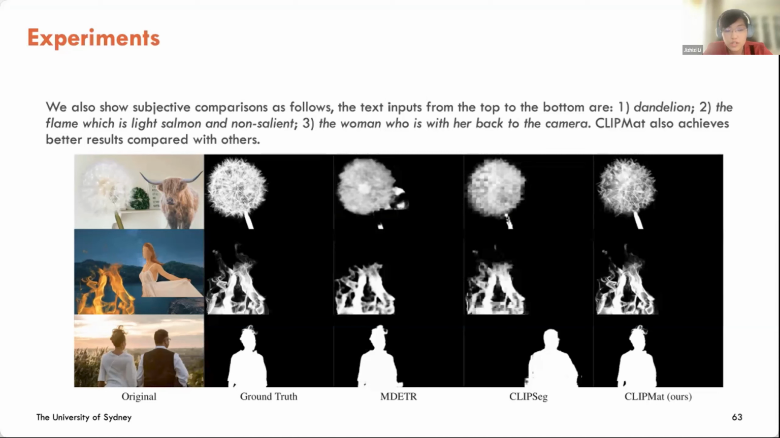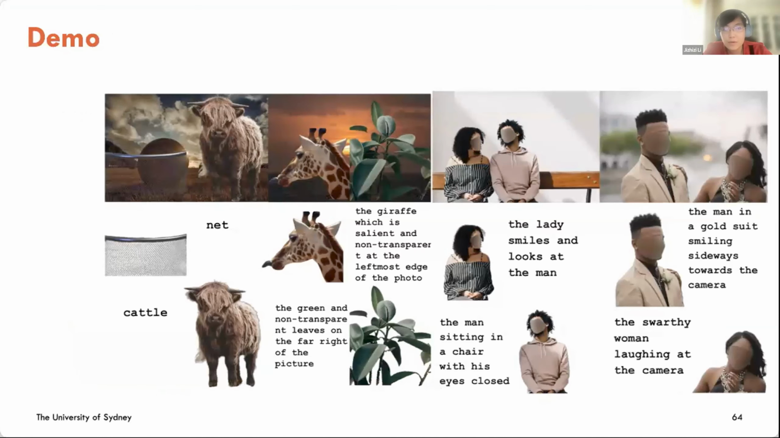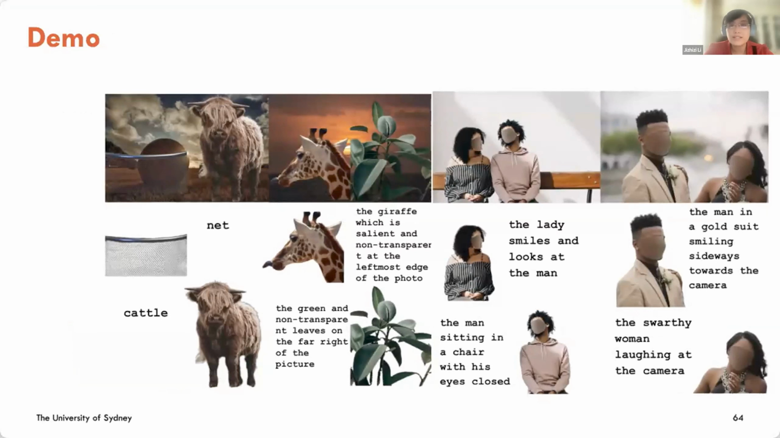And in the third image, which is a real-world image, if we have two persons standing beside each other and we only want to generate the foreground of the woman who is with her back to the camera, we are able to do that. Here are some of the demos that we tested on both our composite dataset and also real-world images.